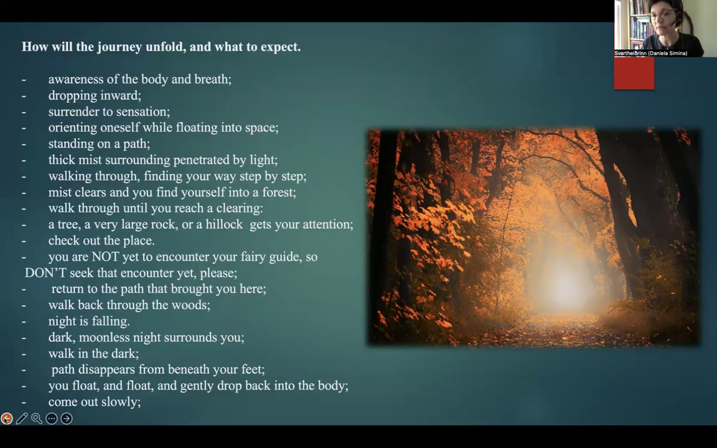And when you feel fully present here and now, begin to move, wiggling fingers and toes and stretching. And come out slowly. If there's anything you want to write down or anything that you want to pin in your memory, like a detail from your journey, this is the time to do so.